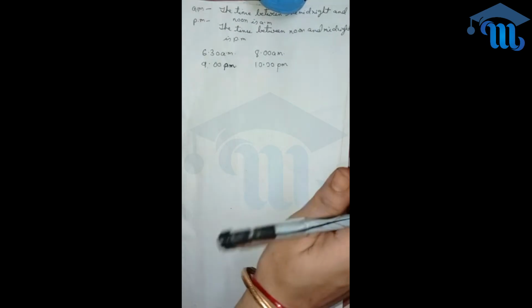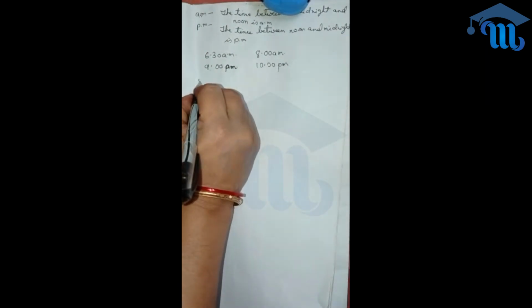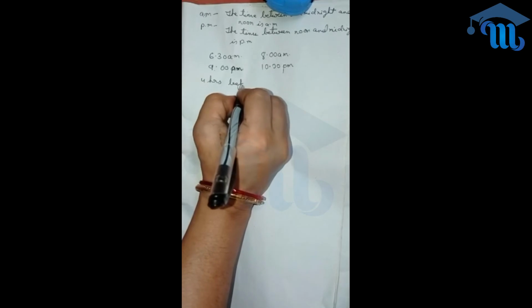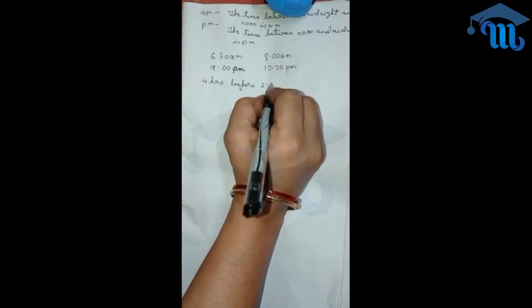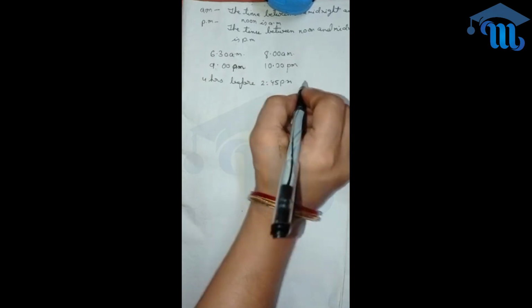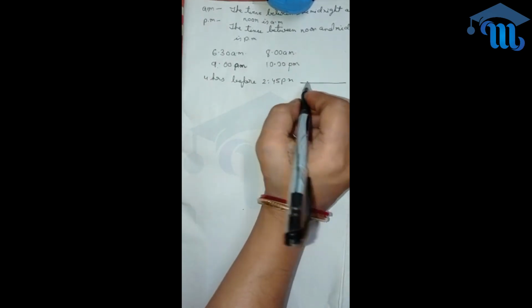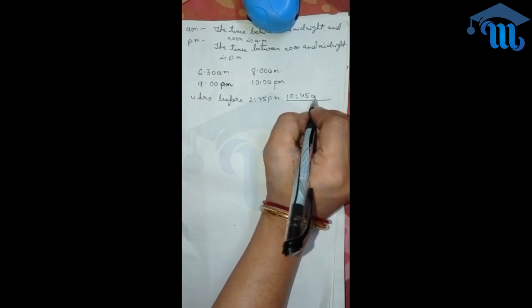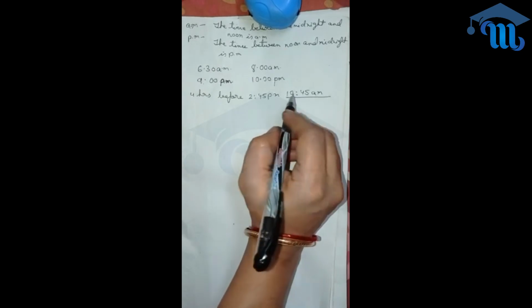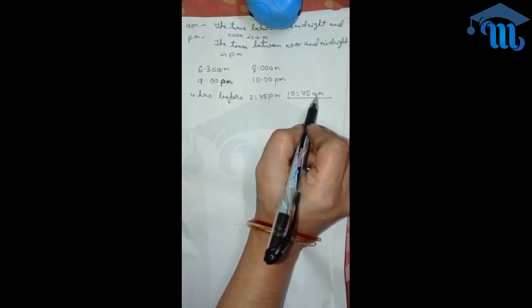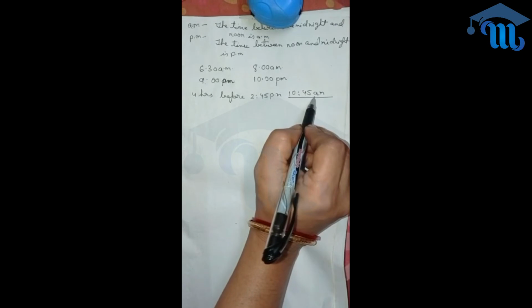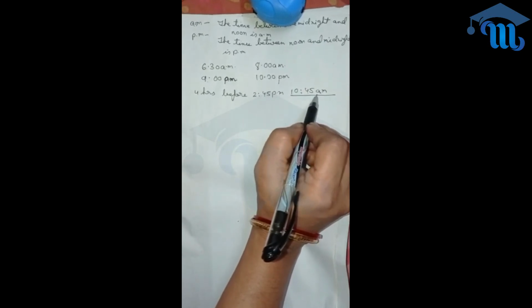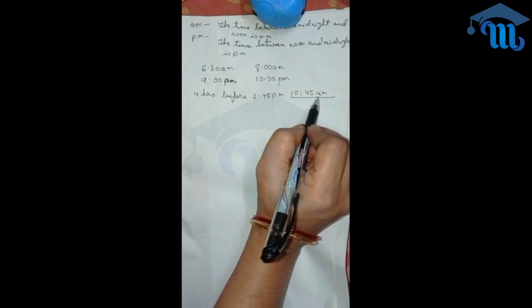Now let's do some sums. Like 4 hours before 2:45 PM. What will be the time? The time will be 10:45 what? AM, because the time is before 12 noon. So it will not be PM, it will be AM. Understood? 10:45 is before 12 noon, so it will be AM.